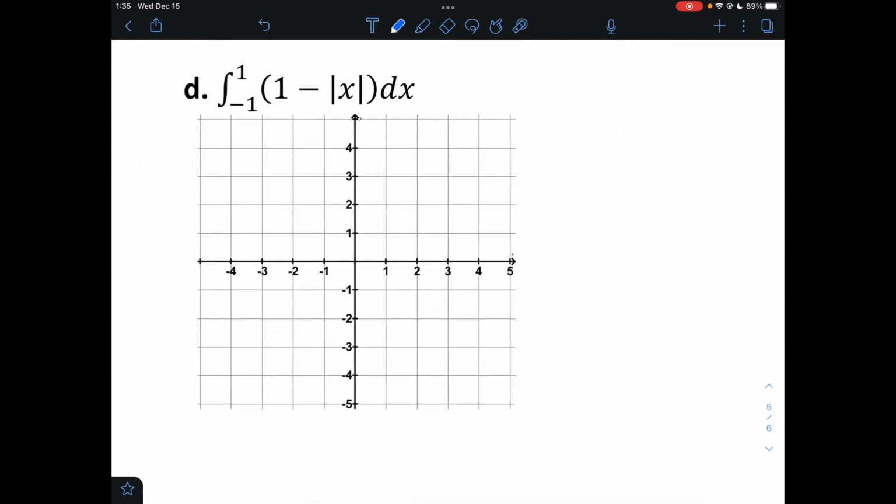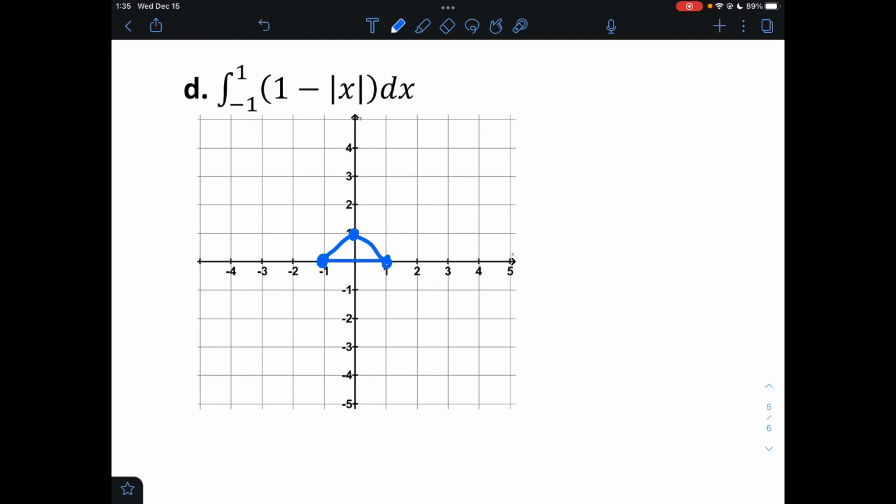And the last one here, again, if you don't know what this looks like, you just start picking x's and getting y's back and plotting those. So for example, if we put negative 1 in, it'd be 1 minus 1, which is 0. If you put 0 in, it'd be 1 minus 0, which is 1. And if you put 1 in, you would get 1 minus 1, which is also 0. So we're looking at a graph that looks like this.